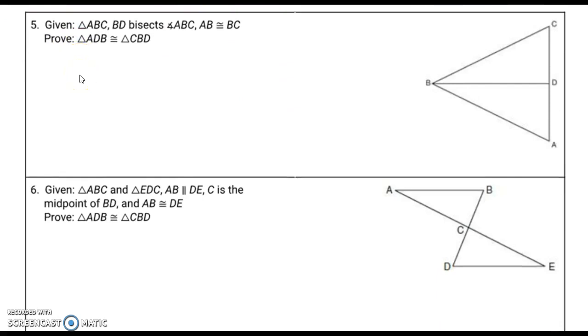Now take a look at the proofs, pause the video, try to see if you can get them, and I will show you the correct answers in a moment.